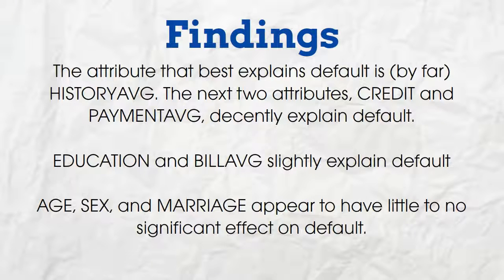The attribute that best explains default is by far history average. The next two attributes, credit and payment average, decently explain default. Education and bill average slightly explain default. And age, sex, and marriage appear to have little to no significant effect on default.